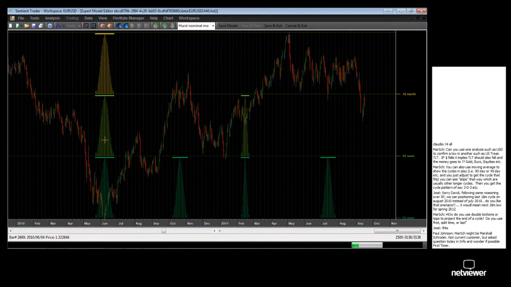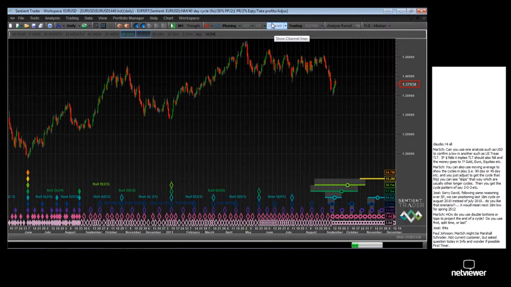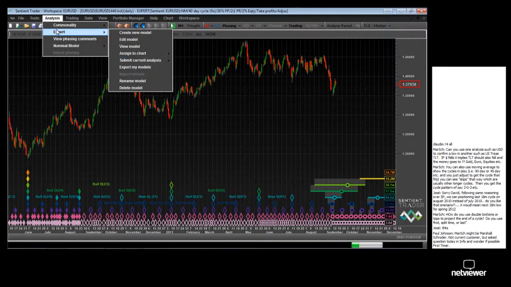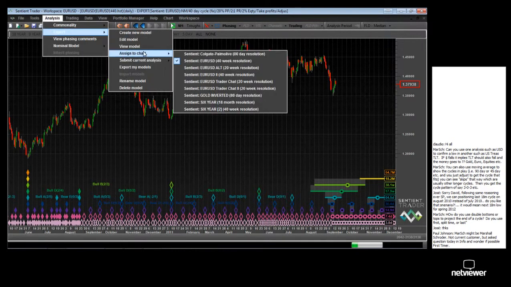All right. So there we have an expert model. That's what an expert model is. It is telling Sentient Trader where to position the troughs of the various cycles, the 18-month cycle, the 40-week cycle, the 20-week cycle, and of course because of the principle of synchronicity, the shorter cycles would be positioned at the same places. So that's why the 20-week cycle sits here underneath the 40-week cycle, which is underneath the 18-month cycle.